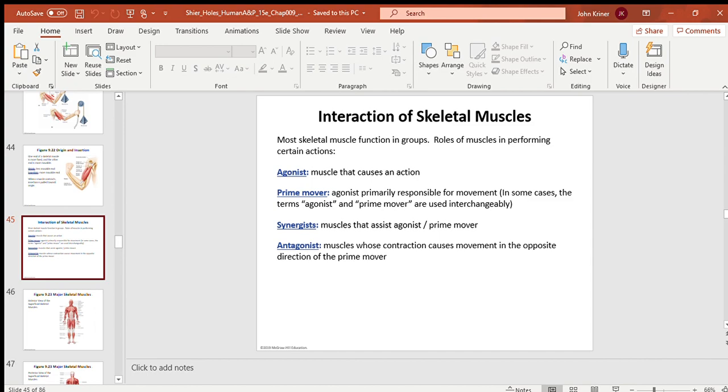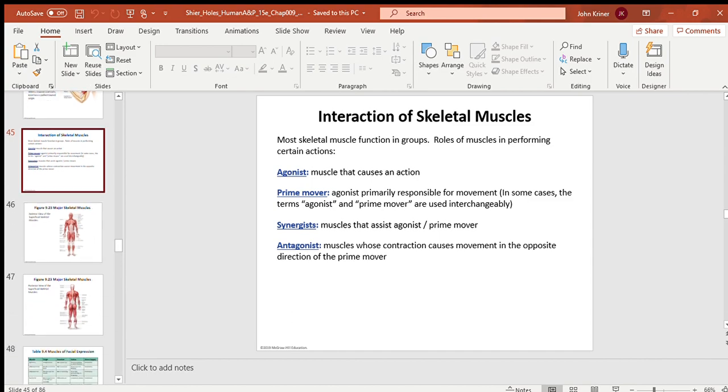Now, an agonist is probably going to be the prime mover. So in the movement of flexing the arm at the elbow, the prime mover will be the biceps brachii, but you have other muscles that assist that action. They're synergists. They assist the agonist, such as the biceps brachii. Or, I'm sorry, the brachioradialis is what I meant to say there. The brachioradialis is a synergist in flexion of the elbow, and then the triceps would be the antagonist.